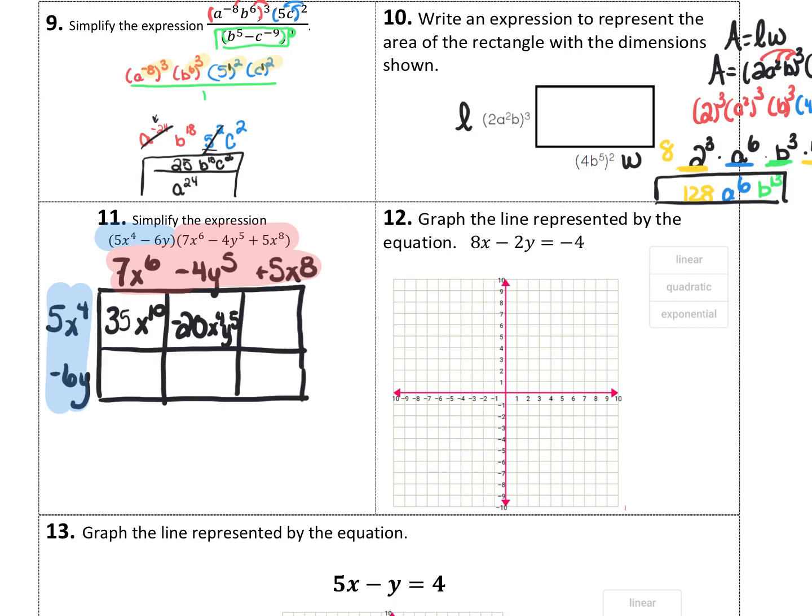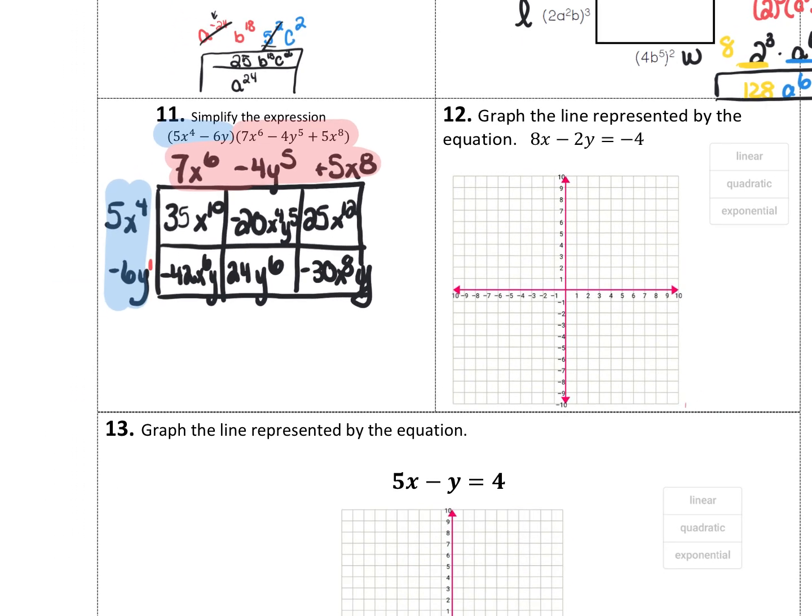5 times a 5 makes a 25, and then I have 4 x's and 8 more x's, so it's going to be x to the 12th. 7 times negative 6 is negative 42, and then I have a x to the 6th and a y. We always write them in alphabetical order. Negative 6 times a negative 4 makes a positive 24. Remember, this y is a power of a 1 on him, so I have 1y there and 5 up top, which makes a y to the 6th. And then finally, 5 times negative 6 makes a negative 30, x to the 8th, and a y.